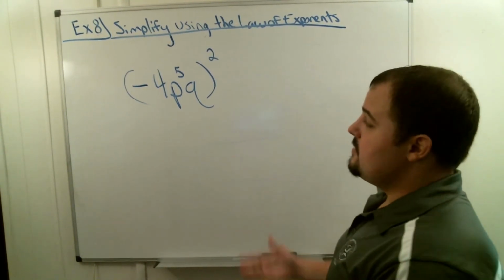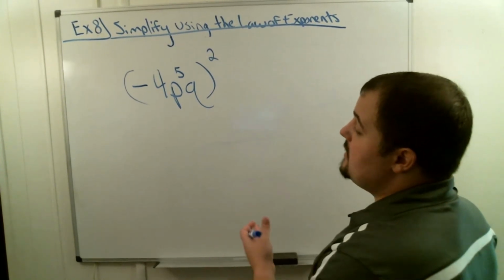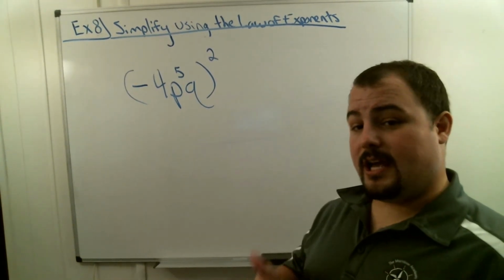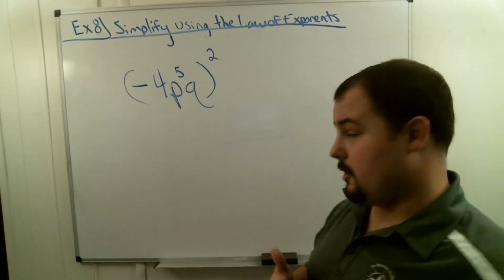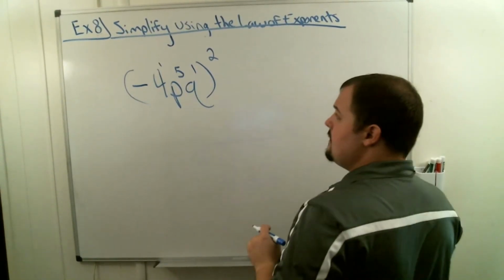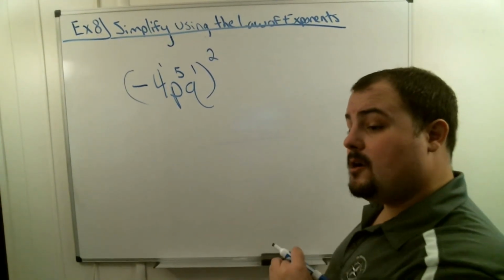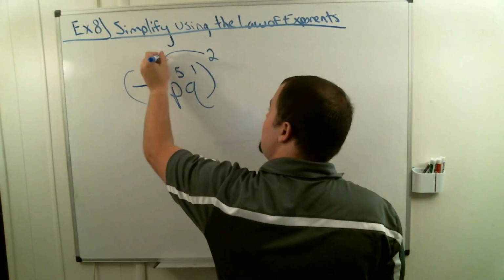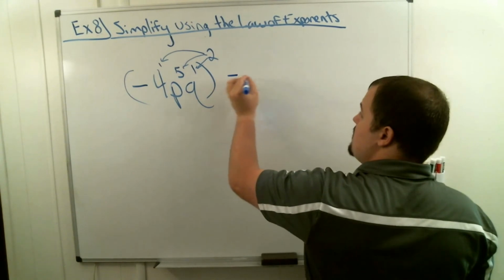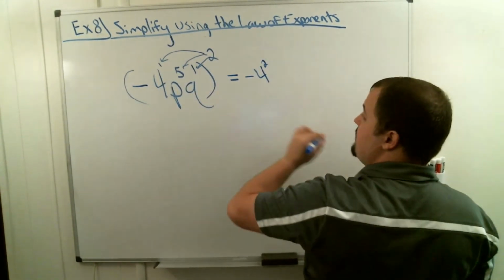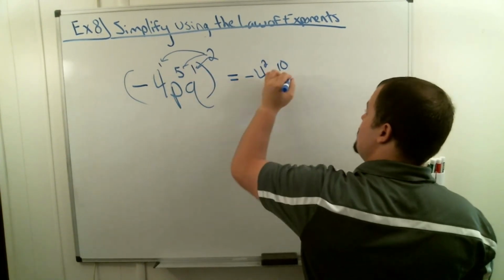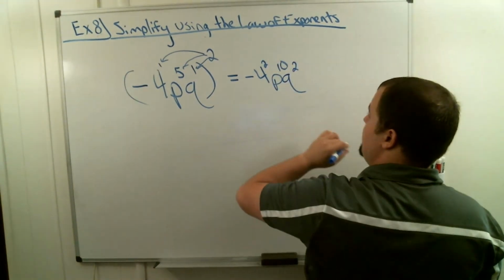You'll be absolutely fine. So here we have negative 4 p to the 5th power q, that entire expression going to the 2nd power. I'm going to start by doing what we did earlier, and every number that's by itself, I'm going to put the exponent of 1. So this is a negative 4 to the 1st power, and this is a q to the 1st power. Now we're going to apply the power rule, and we're going to take the power on the outside and multiply it to every power on the inside. So this is negative 4, 1 times 2 to the 2nd power. This is p, 2 times 5 to the 10th power, and q, 1 times 2 to the 2nd power.